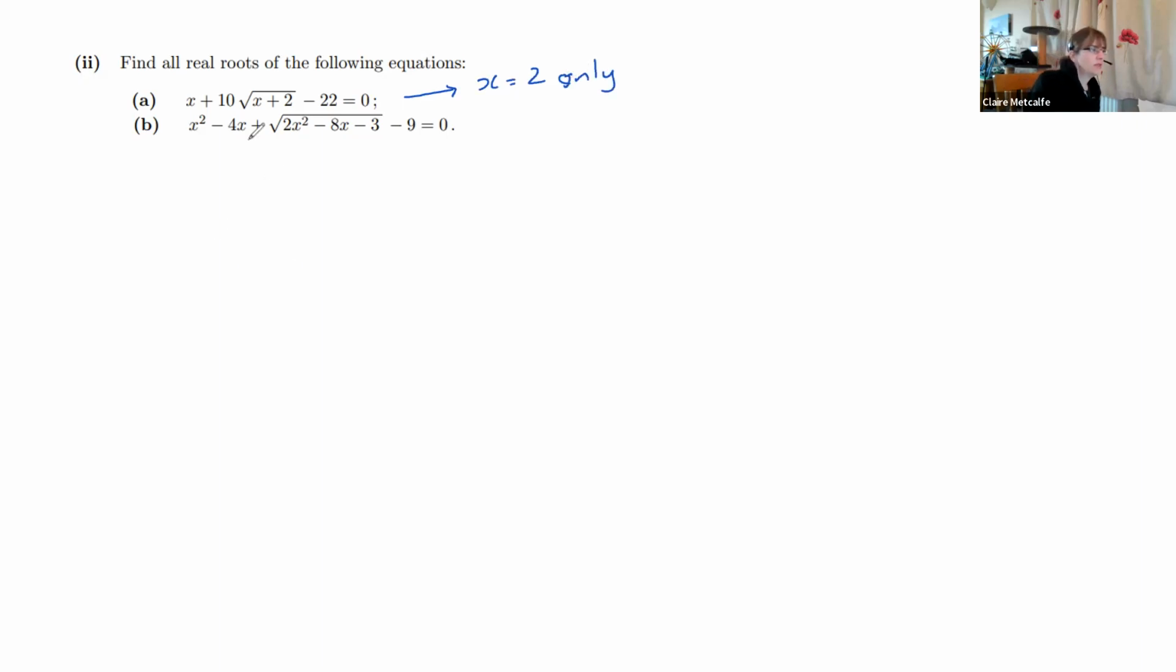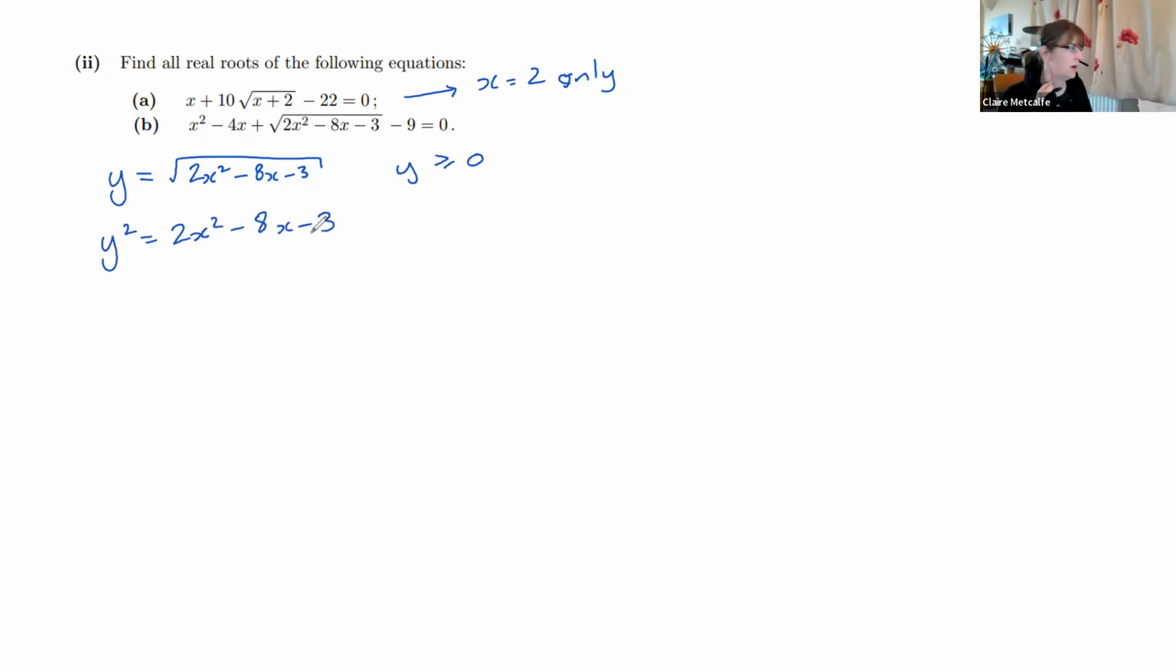Okay, let's look at the next one. So this looks considerably trickier than the first one. But let's just go with what we used before. Let's let y equal the square root of 2x squared minus 8x minus 3. And y is bigger than or equal to 0, as before. So I'm not trying to think too much about this question. I'm just doing what worked in the previous two parts and hoping that it works in this part as well. If I square both sides, I get this.